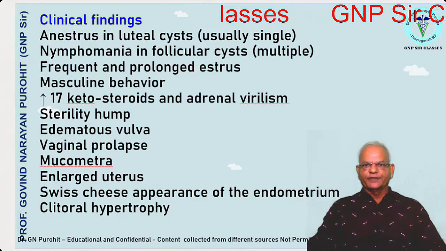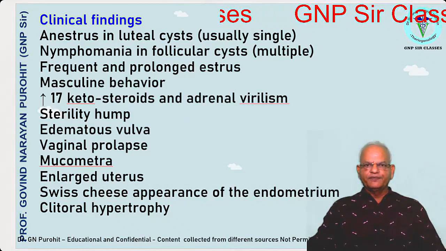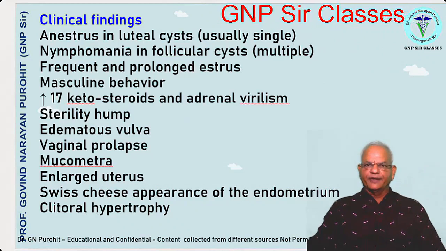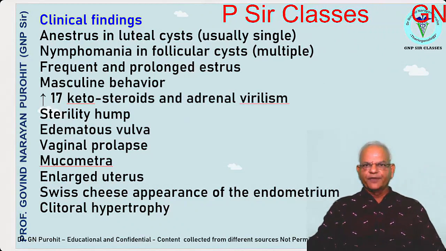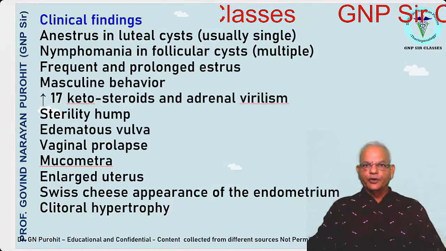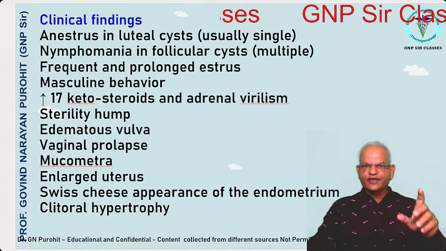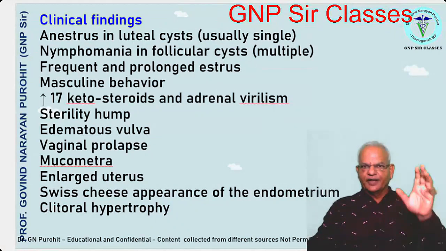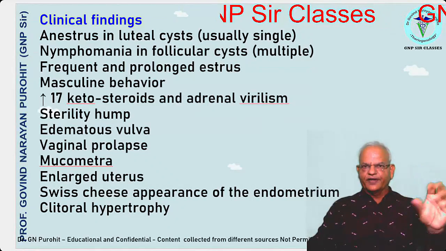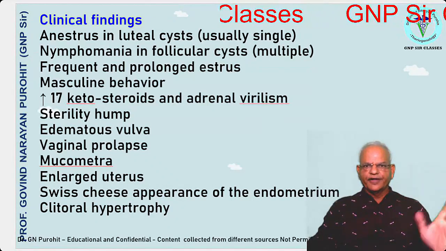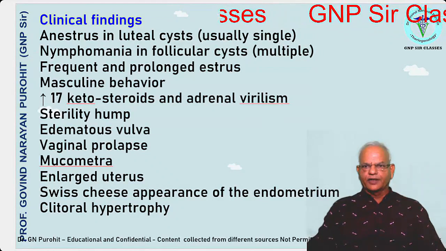These are some of the findings, but usually animals are presented to clinicians with a history that the animal is coming into estrus and not conceiving, although the animal is having a regular estrus cycle as well. So any animal which is having a regular estrus cycle but not conceiving, kindly do transrectal palpation to find out if the animal has any ovarian cyst, to treat them accordingly, right?